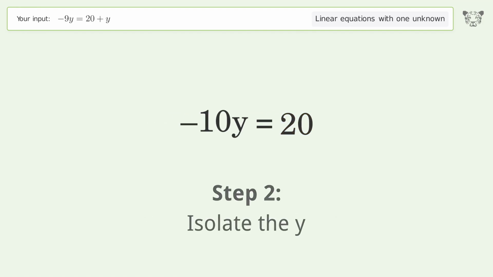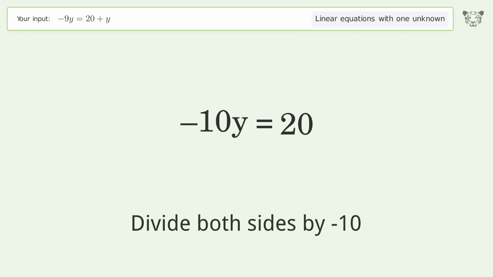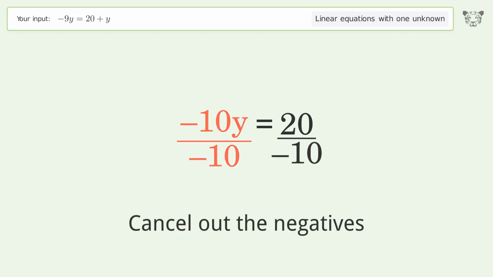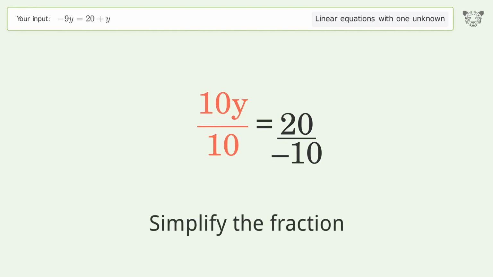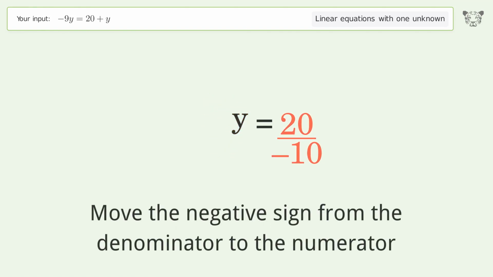Isolate the y. Divide both sides by -10. Cancel out the negatives. Simplify the fraction. Move the negative sign from the denominator to the numerator.